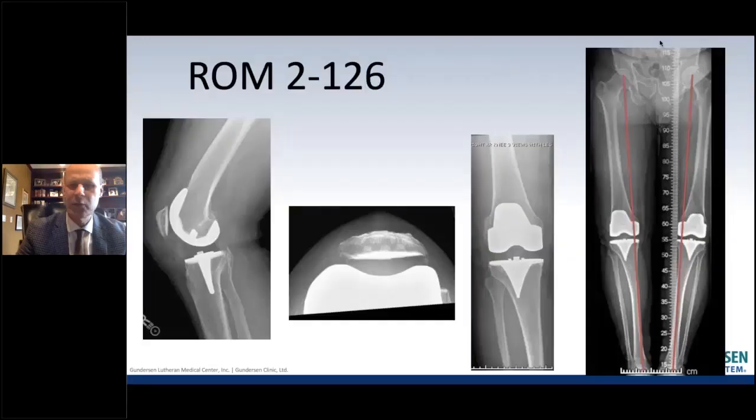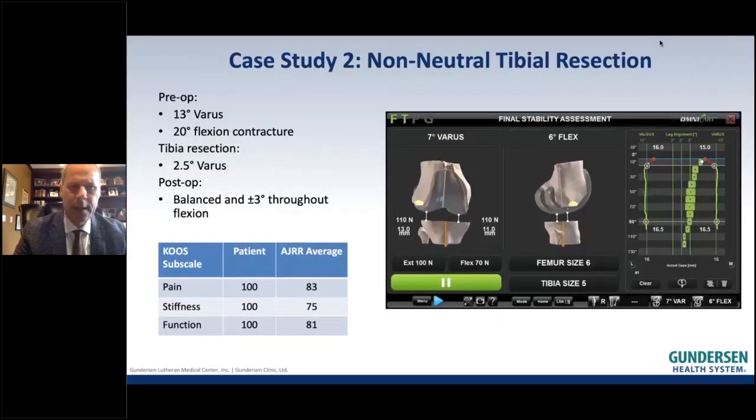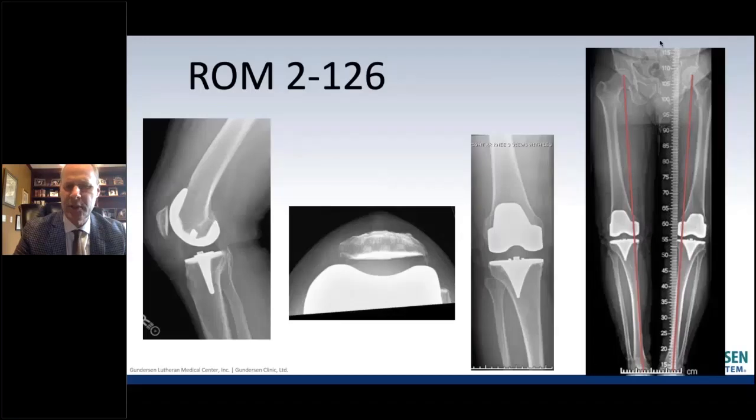And here's the post-op X-ray. So you can see where I resected a little bit of medial tibia. You can see he's in probably 5 or 6 degrees of varus. Patella looks perfect. And also you can see the tibia is cut in 2 degrees of varus, so you can see that's off a little bit.